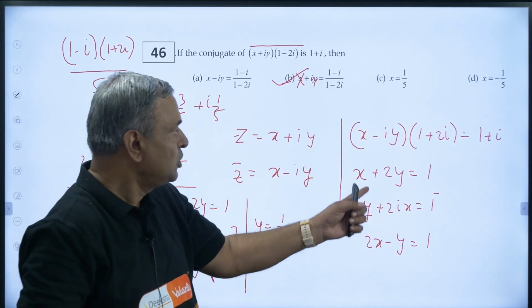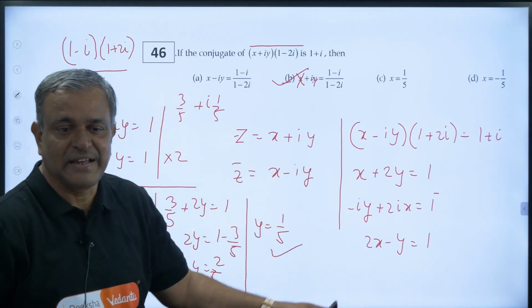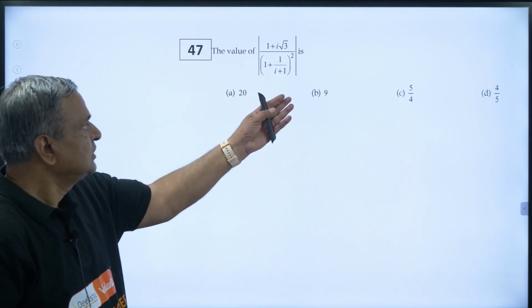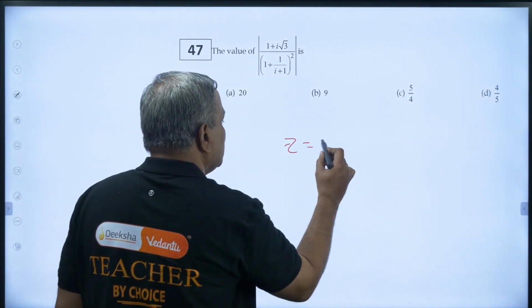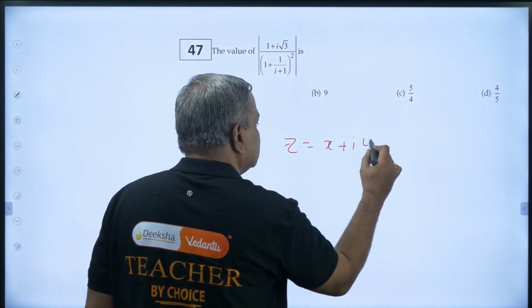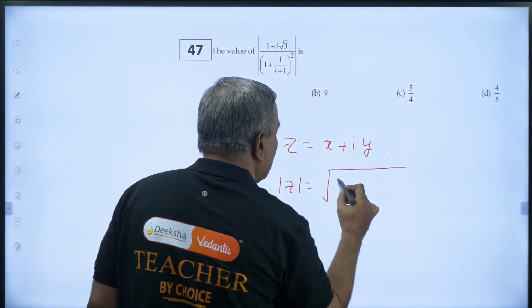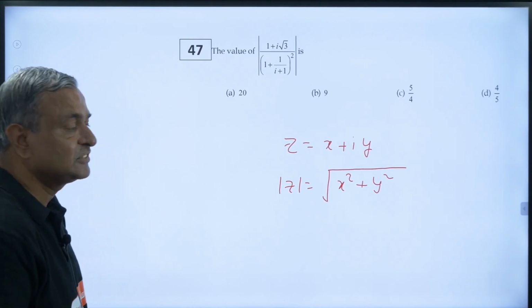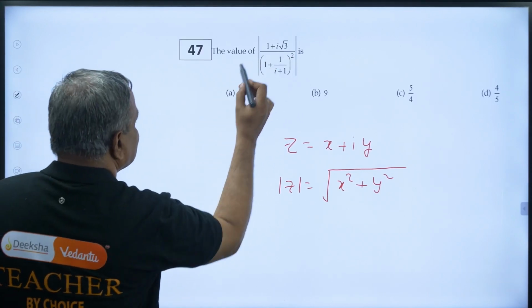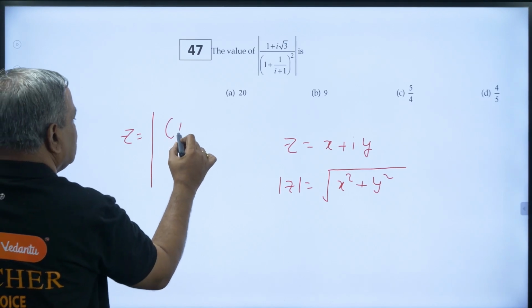Okay, conjugate of a complex number: z is equal to x plus iy means z bar is equal to x minus iy. Simply, you have to calculate the modulus. Okay, z is equal to x plus iy. So mod z is equal to the square root of x square plus y square. Okay, that's the concept.